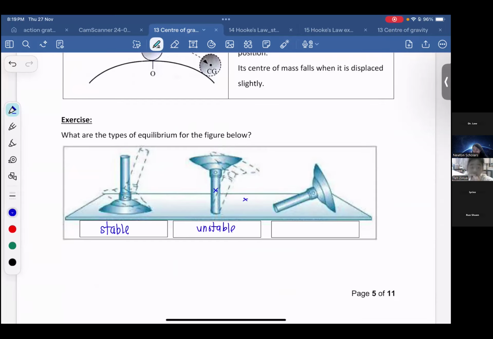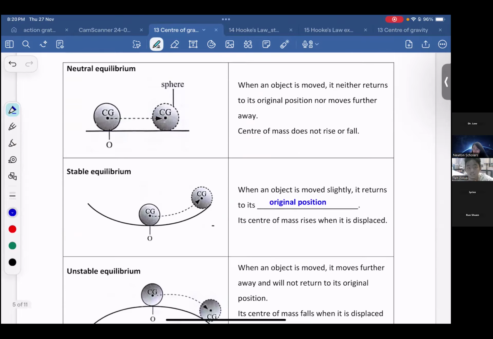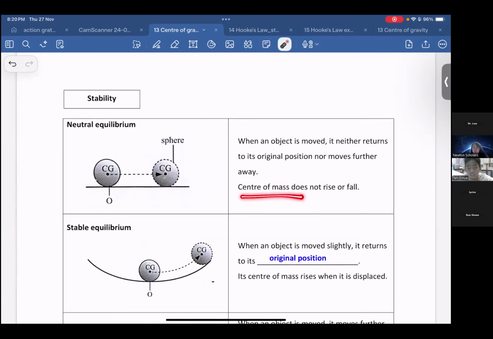The last one, we push it in this way, make it rotate left, right. So the center of mass height is still the same. So this one is neutral. So if the height doesn't change, it's always neutral. Yes, the center of mass height doesn't change, then this is neutral equilibrium.